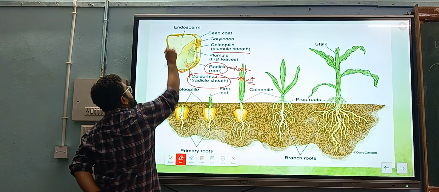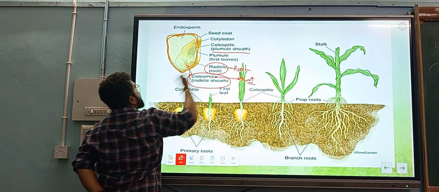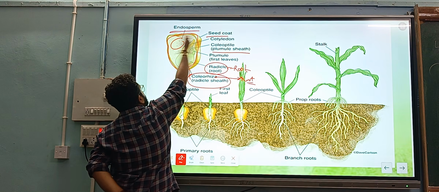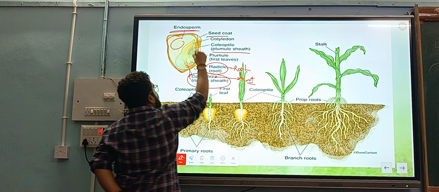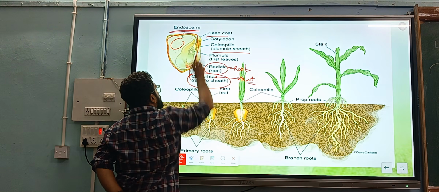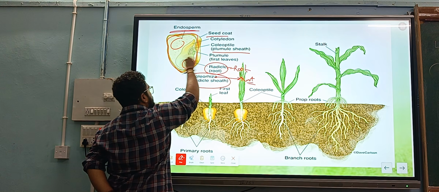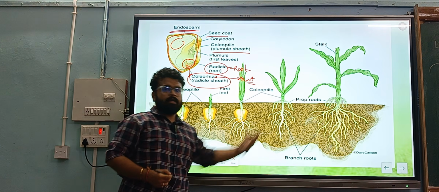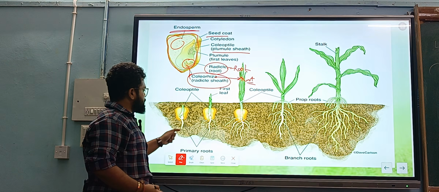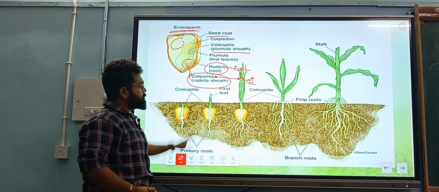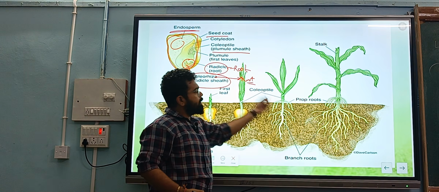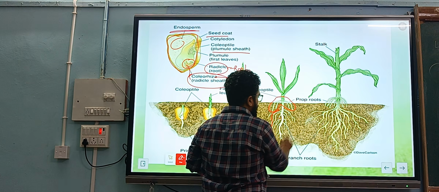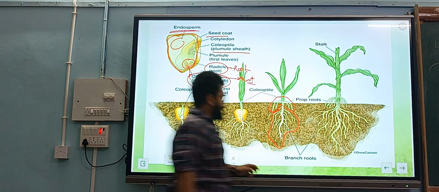Coleorhiza. This is a seed which is covered with a seed coat. It has stored food material, we call it endosperm. It has the cotyledon, from which the plumule emerges, and the coleorhiza, from which the radicle emerges. These are the stages of development. The seed where the first root emerges, followed by the shoot, which gives a coleoptile, then formation of roots, the prop roots, the main or brace roots, and the final plant.